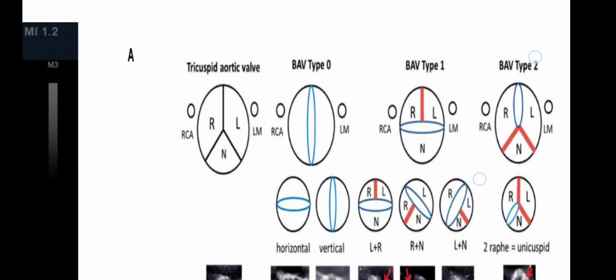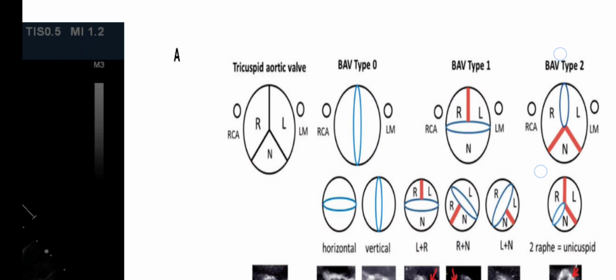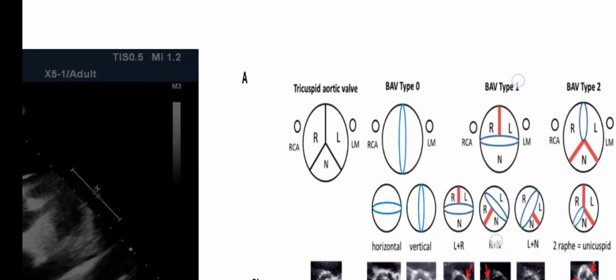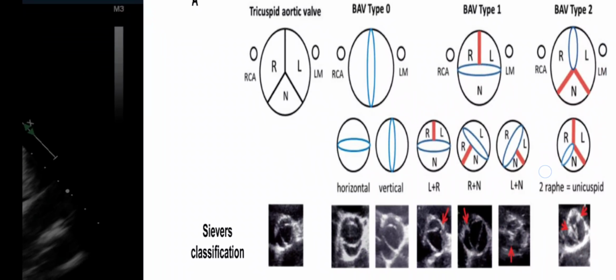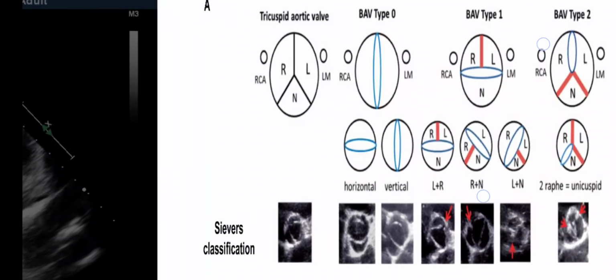In type 2, the raphe is between the right and left. There is no cusp in the non-coronary, a raphe is there. There is horizontal, vertical, left and right. These are Sievers' classification.